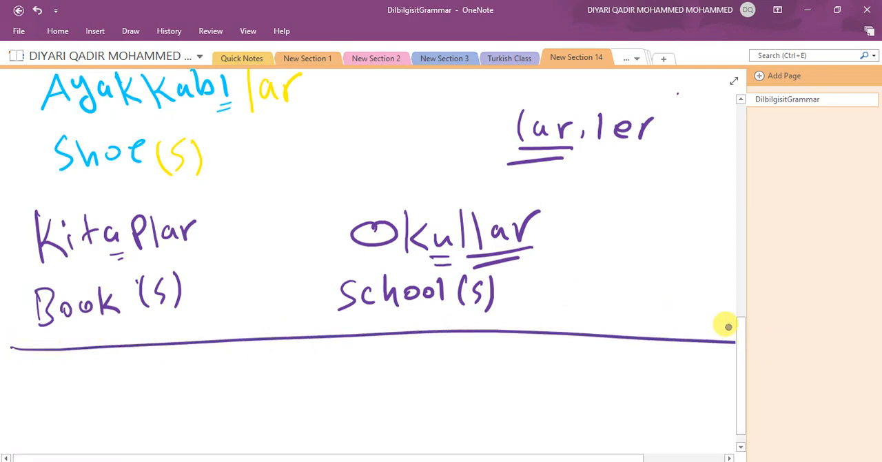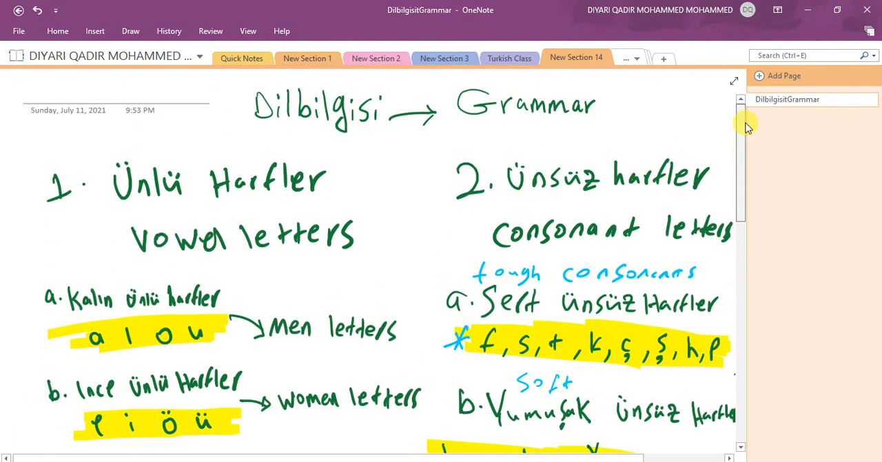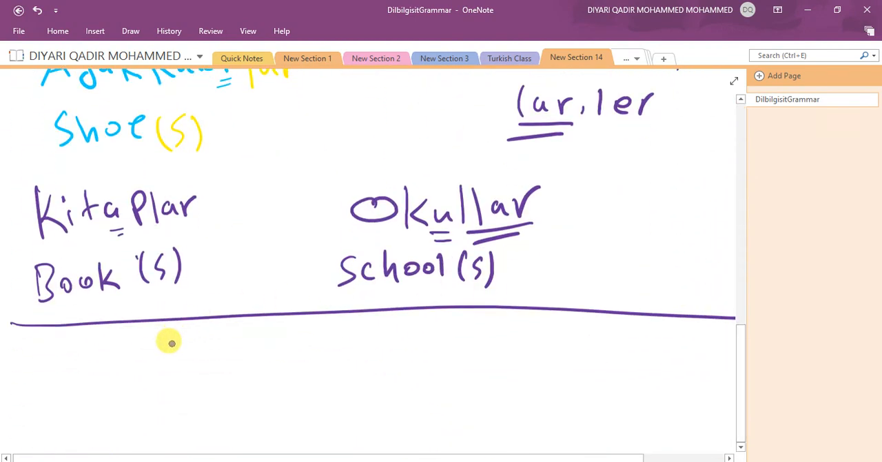So this is enough for talking about the plurals. Now we can move on and see other grammar.